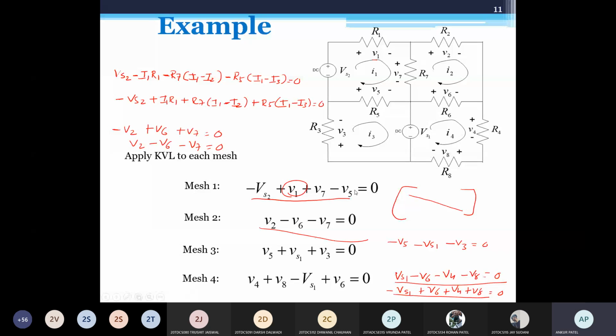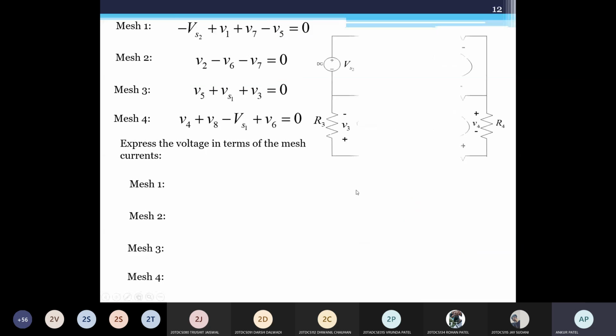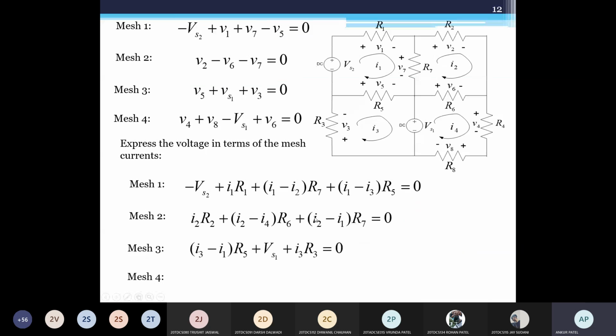Just now we are moving to the next step. Okay, so here you can see this equation is substituted by the voltage, this I1 R1. We are substituting this by voltage V equal to IR. So these equations we can write like this.